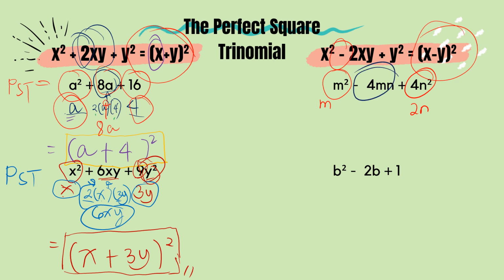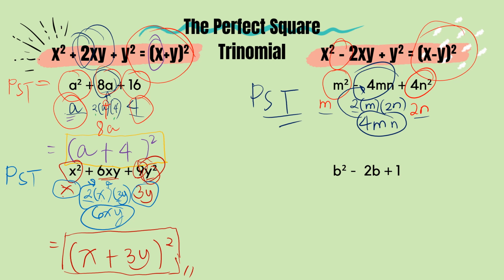term when we multiply the first and the last term by 2. So that will be 2 times m times 2n. Palagay nyo, equal ba siya dito? So 2 times 2, we have 4mn, so just copy. Okay, so pareho. That means this is also a perfect square trinomial.